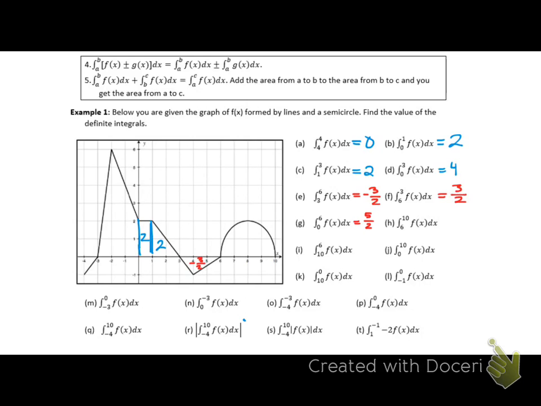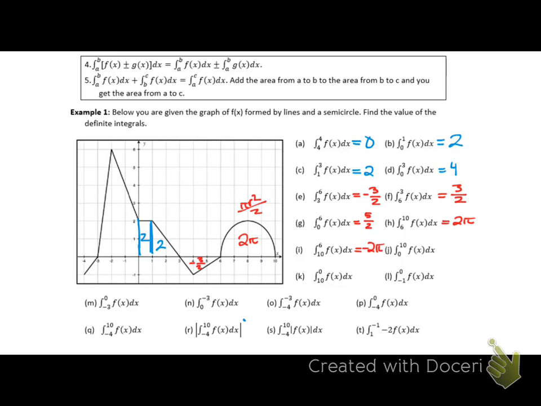From 6 to 10, we've got to look at our graph again. This is a semicircle with a radius of 2. So remember, it's pi r squared. Our radius is 2. And then it's divided by 2 because it's only a semicircle. So this is going to be 2 pi. From 10 to 6, that's going the wrong way, so it's going to be the negative version of that.